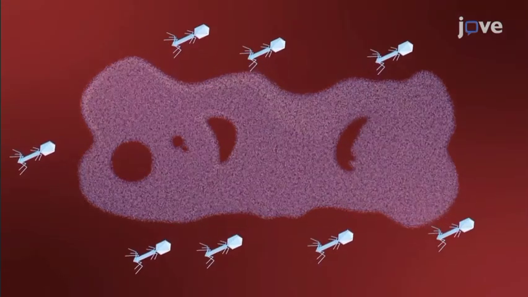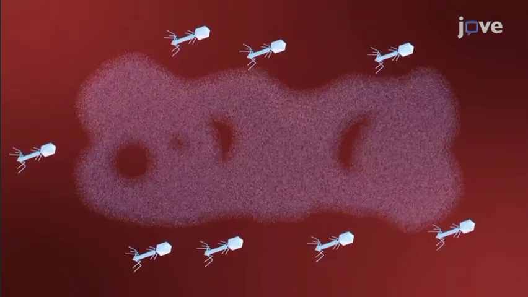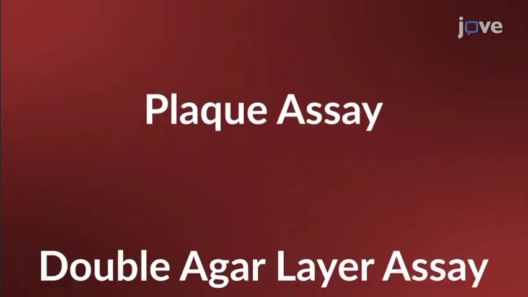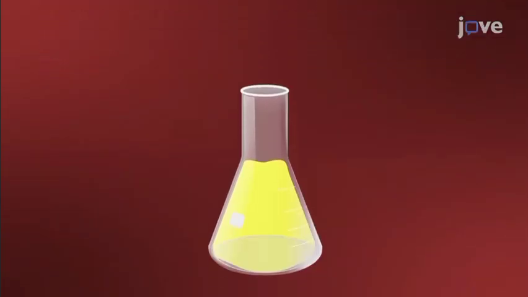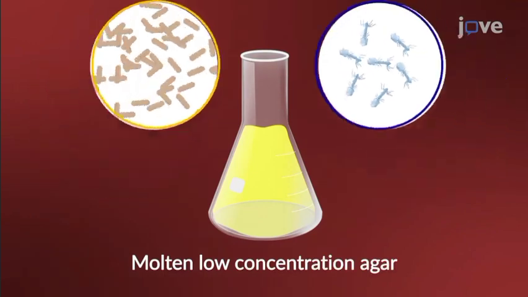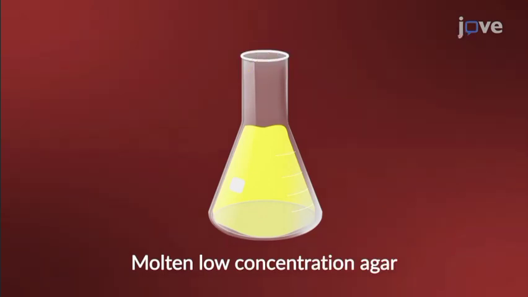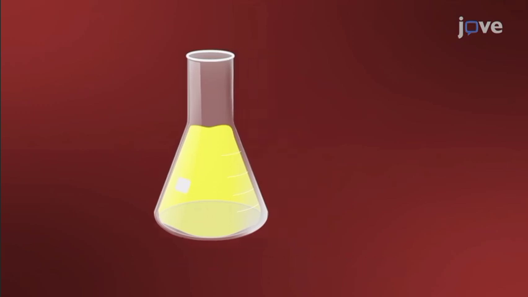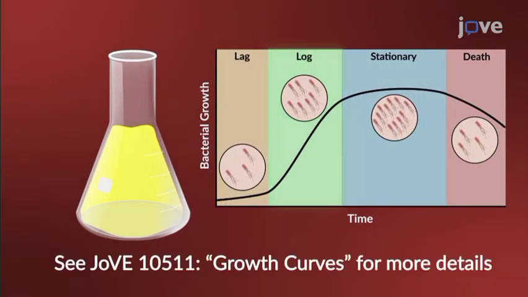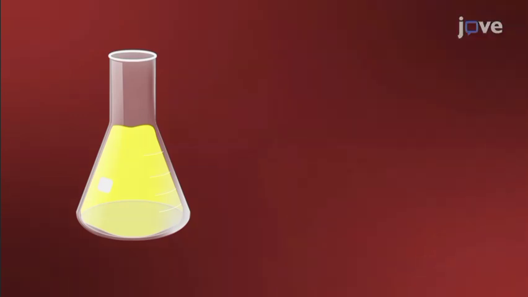This lytic activity is the basis of a widely used phage enumerating technique, known as the plaque assay or double agar layer assay. Here, a bacteriophage mix is first prepared in a molten nutrient broth containing low-concentration agar. All bacteria used in the mix should be alive and actively dividing in the log phase of their growth, which will ensure that a large percentage of the bacteria are viable and able to form a dense lawn around the plaques.